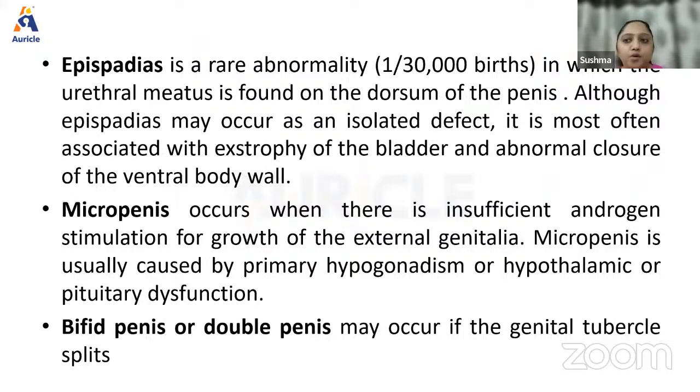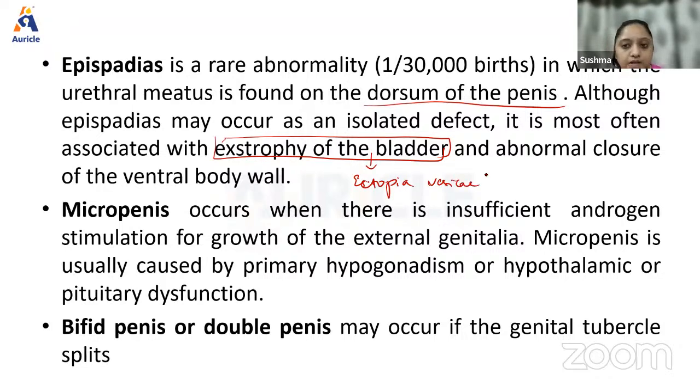Epispadias is again a rare abnormality in which the urethral meatus is found on the dorsum of the penis. Although epispadias may occur as an isolated defect, it is most often associated with exstrophy of the bladder. What is this called? Exstrophy of bladder, I explained in the previous class. Ectopia vesicae, where all of these are very common. I told you, clitoromegaly and labia majora which are separated in females, and epispadias in males, very common, which is due to abnormal closure of the ventral body wall.